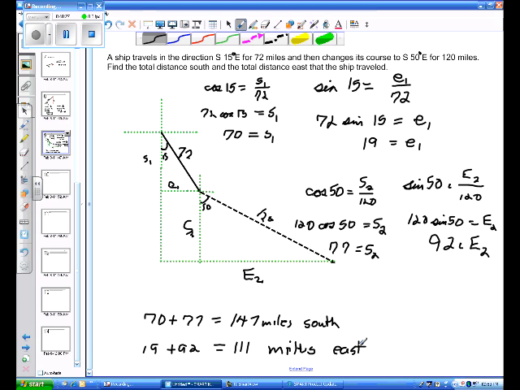So there's a lot of different problems that you use your horizontal and vertical components to find. All right.